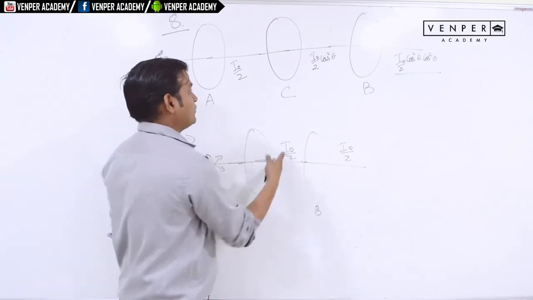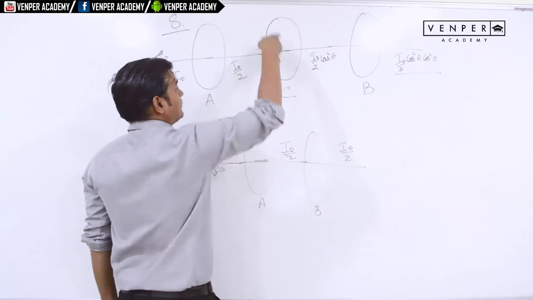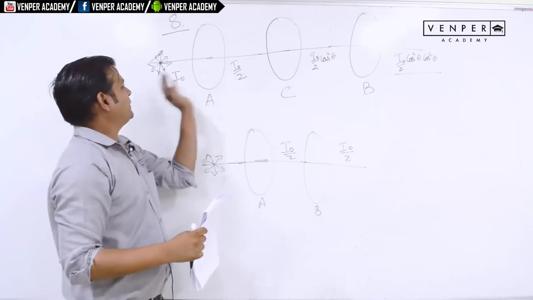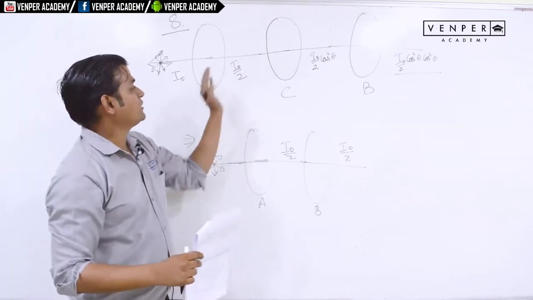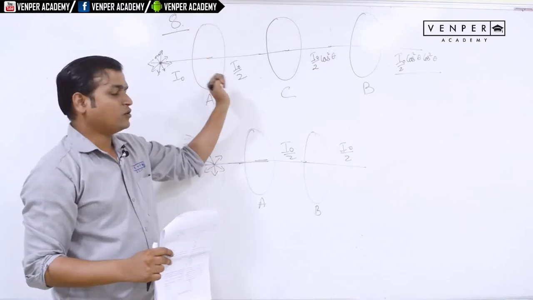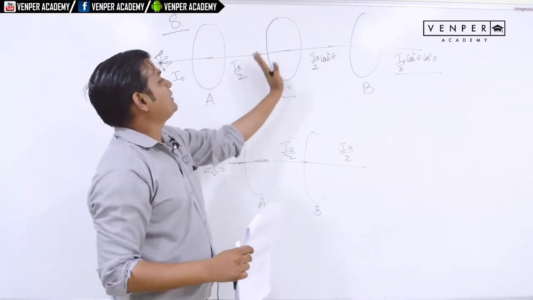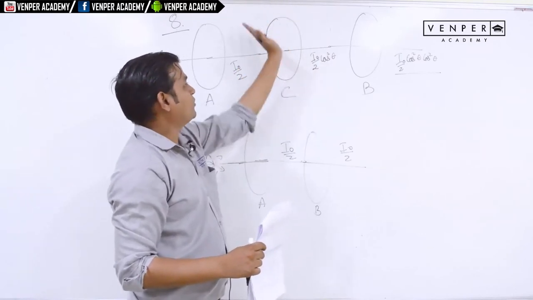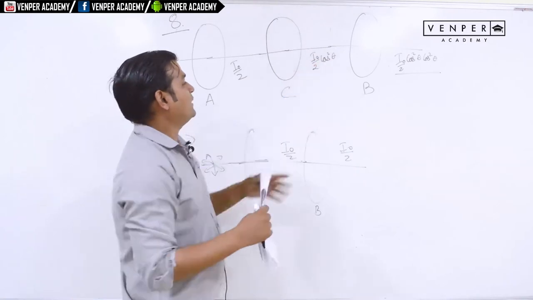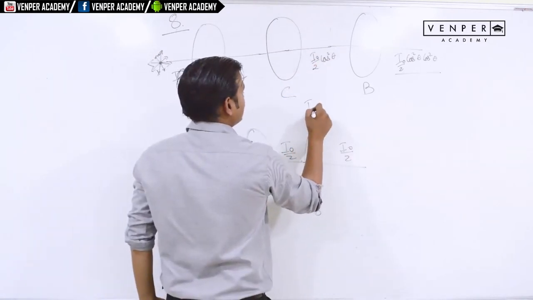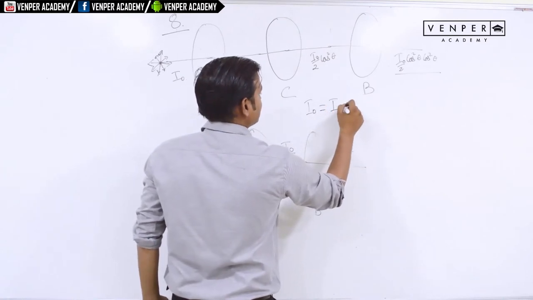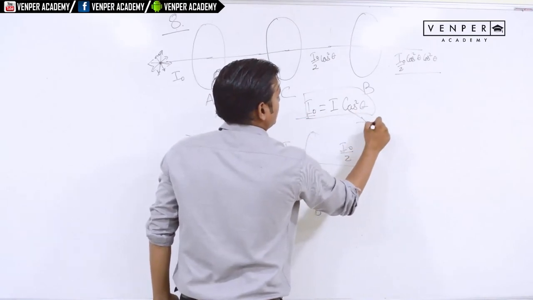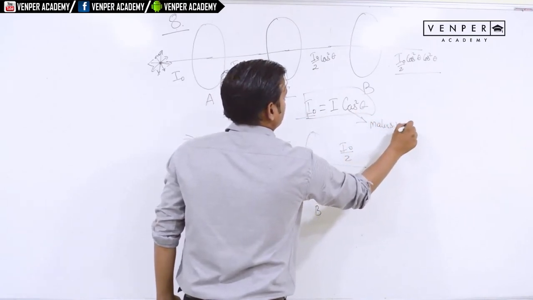Clear? Now what we are doing is placing another polarizer in between A and B. So first, after crossing A, the intensity will be I naught upon 2. Next, suppose the transmission axis makes an angle theta with this polarizer. Then the output follows Malus's law. What does Malus's law say? That the output intensity is equal to the incident intensity times cos square theta. This is Malus's law. Clear?